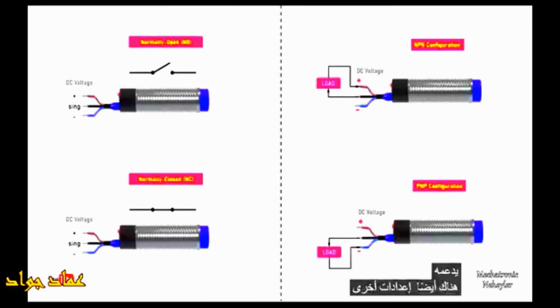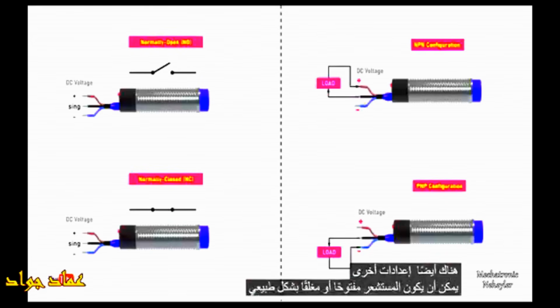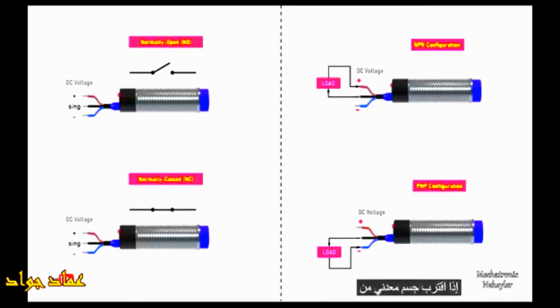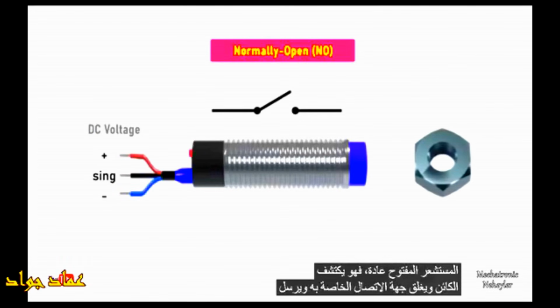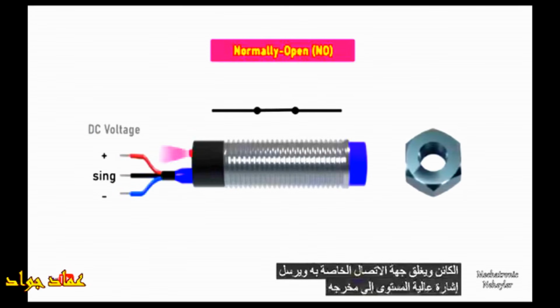There are also other settings. A sensor can be normally open or normally closed. If a metallic object approaches the normally open sensor, it detects the object and closes its contact, sending a high-level signal to its output.